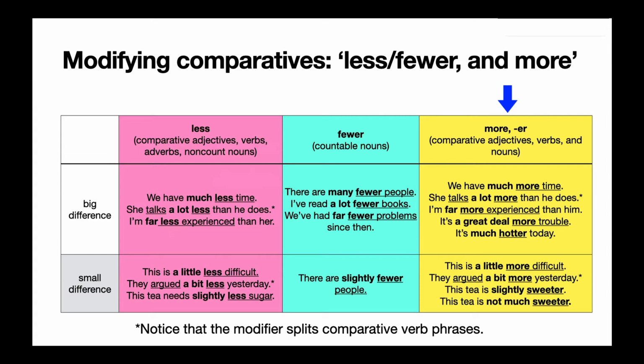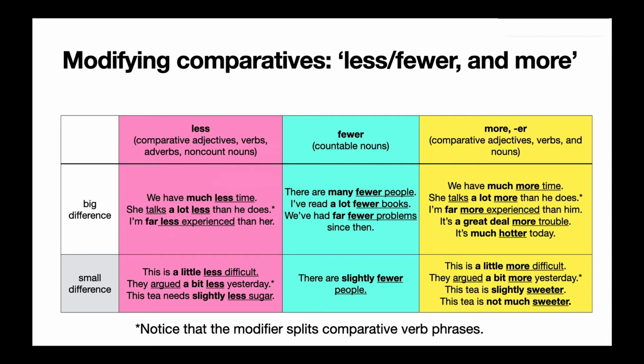In this chart, we have just a big difference and a small difference. We don't usually use a medium difference with comparatives. So when we want to show a big difference between comparatives, we can use the phrases much, a lot, or far. So for example, we have much less time. With just a regular comparative, it would say we have less time.